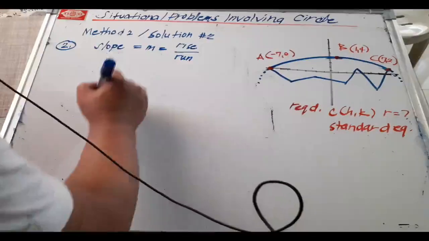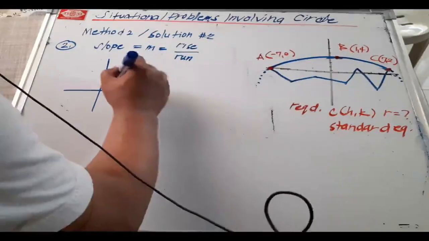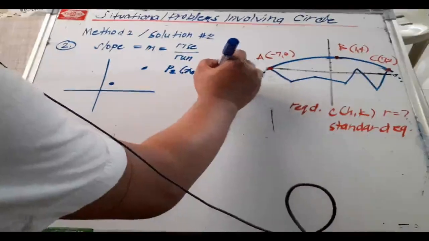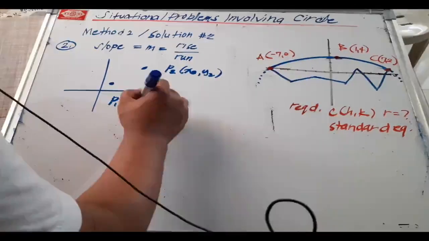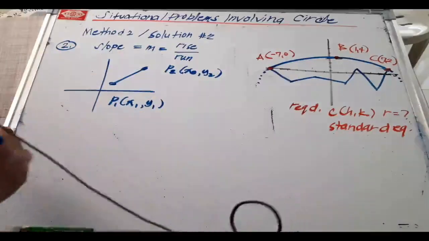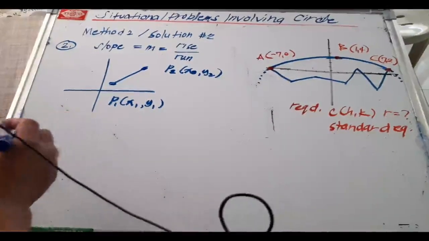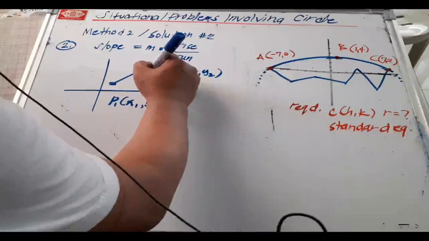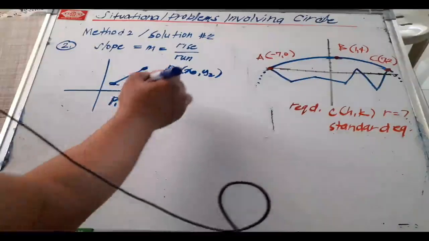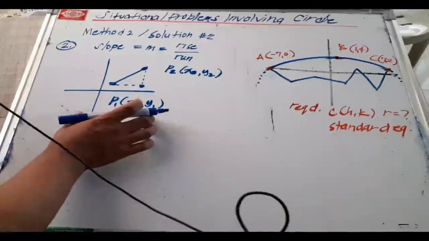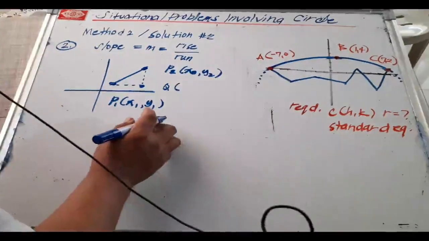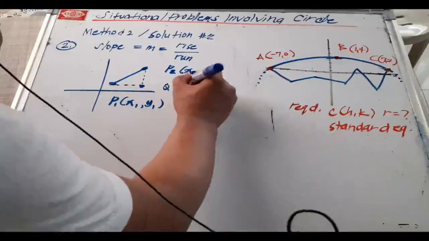So halimbawa, we have 2 points. Let's say this is P2, (x sub 2, y sub 2). This is P1, (x sub 1, y sub 1). Okay? So ito yung ating segment, P1, P2. Para makuha yung slope, kailangan alam natin yung rise. Okay? So ano kaya ang coordinates ng point na to? Ibig sabihin, iisang horizontal distance of this point Q, let's say this is point Q, with respect to point 2. So ibig sabihin, this is also x sub 2.